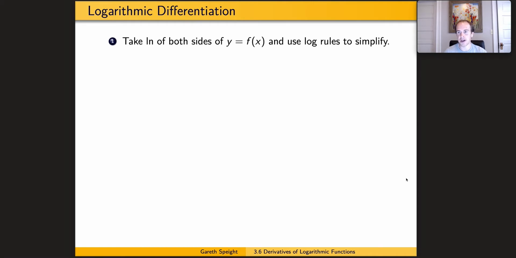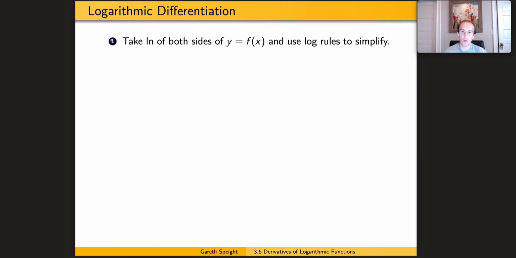So even if we have a function f of x, if it has a lot of products and quotients and powers, even if it doesn't have logarithms to start, it can still make sense to use logs to help us differentiate. So what are the steps? If we have a function f of x with lots of products, powers, and quotients, we could try logarithmic differentiation.